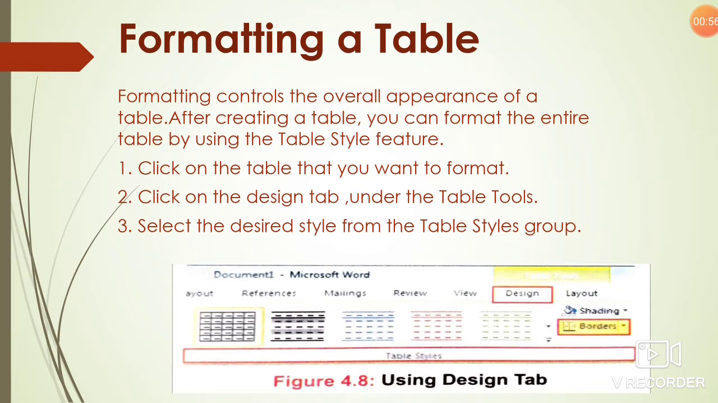Formatting, first let me tell you what you mean by formatting. Formatting means to change the appearance of the table. Appearance means to change the design and color of the table. These things you can do with the help of the formatting option. Now how will you apply formatting in your table? For this, first you have to select the table.